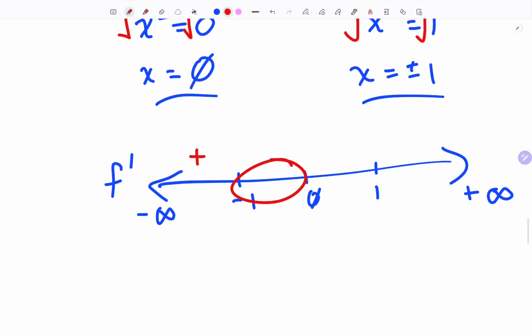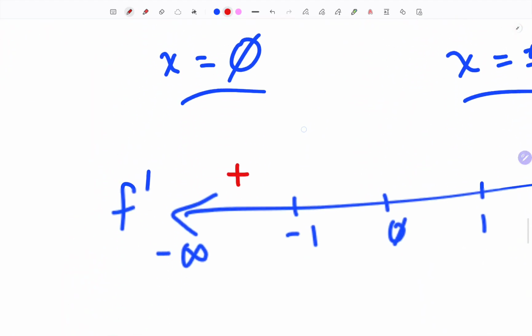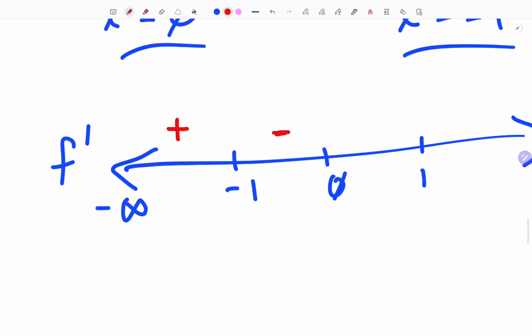Next, we're going to plug in a number in between these two. So say negative 0.5, right? So 15 times negative 0.5 squared, right? Negative 1/2 squared is positive 1/4. So 15 times positive 1/4 is positive. Let's erase this and just kind of redo it. So we're going to have positive here. Then, negative 1/2 squared is 1/4. 1/4 minus 1, that's going to be a negative number. So this is a positive times a negative. A positive times a negative gives us a negative.